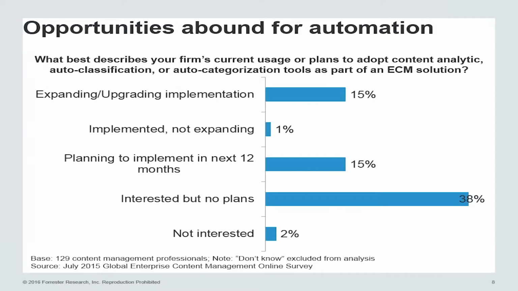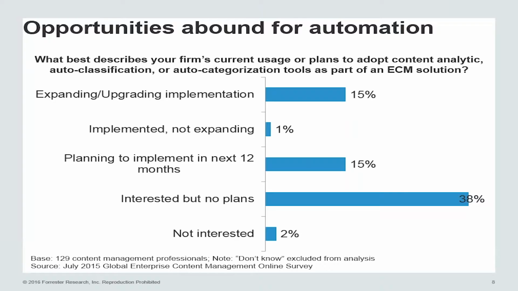So we do a lot of surveys at Forrester, trying to keep on top of where our customers are going. We do an annual survey of our enterprise content management readers and those businesses who have inquiries in this area, and we're asking the questions around, where do you plan to adopt things like content analytics, auto-classification or auto-categorization tools. And we see that there's still a lot of opportunity on the table.